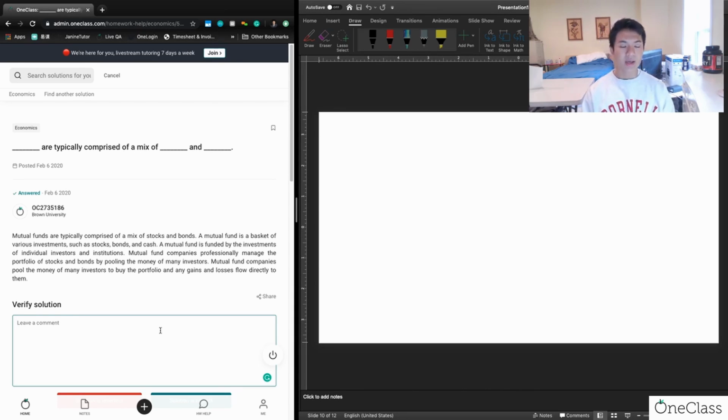But in exchange for the money of the investors, what they're promising is shares of the returns. Gains and losses do not flow directly to them, as in the companies or the managers, although they may get a cut. The gains and losses flow back to the investors, right? And so I think that's something that we want to modify here. Mutual fund companies do pool the money of investors to assemble a portfolio, but gains and losses flow directly.